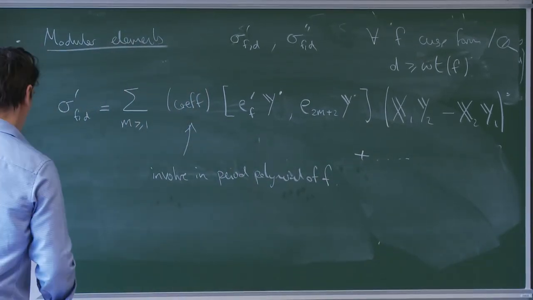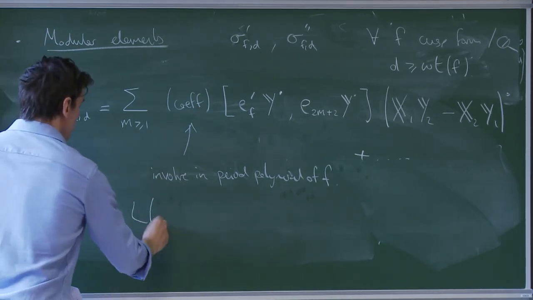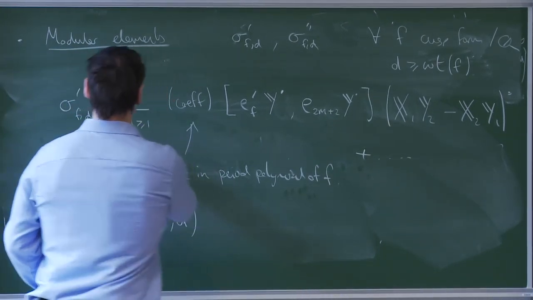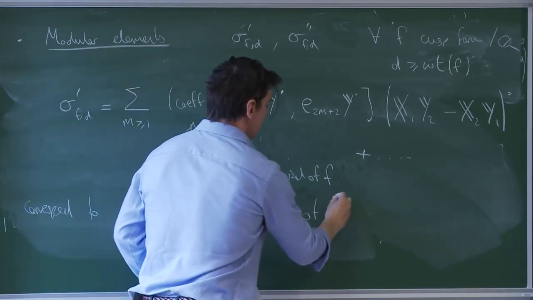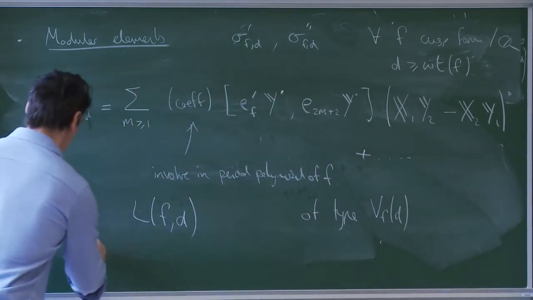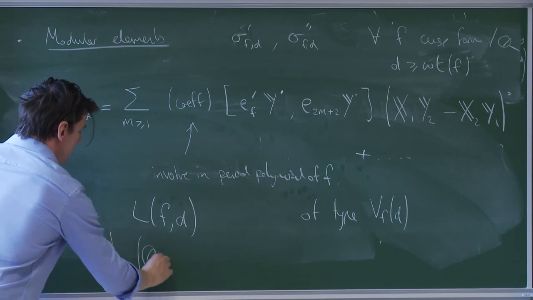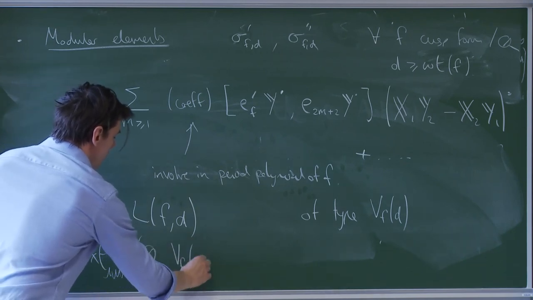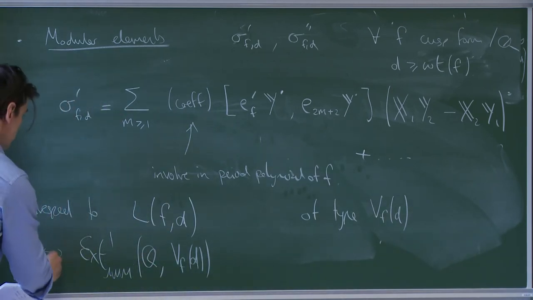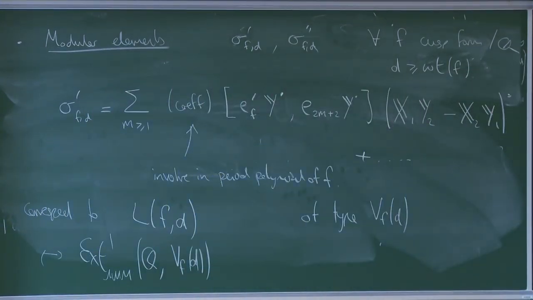So these are non-trivial, and they correspond to the L values LFD. So these derivations are of modular type, and they prove that there are non-trivial extensions in MMM of Q by VFD for sufficiently large D, bigger than the weight. And the proof of that is Rankin-Selberg, or a variant of Rankin-Selberg.